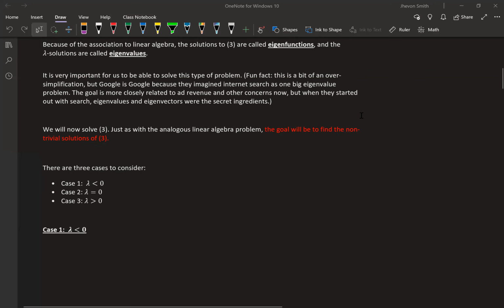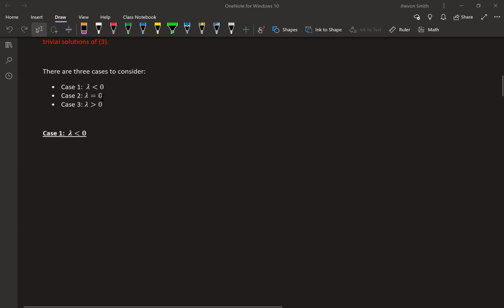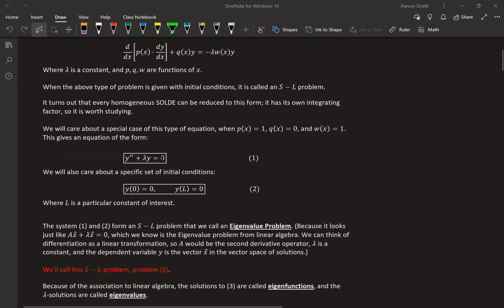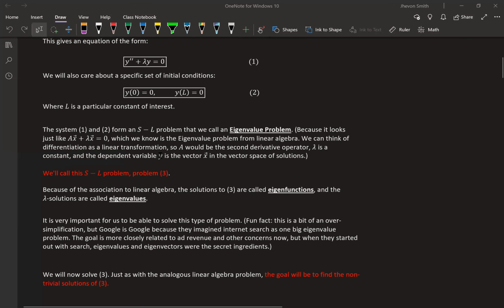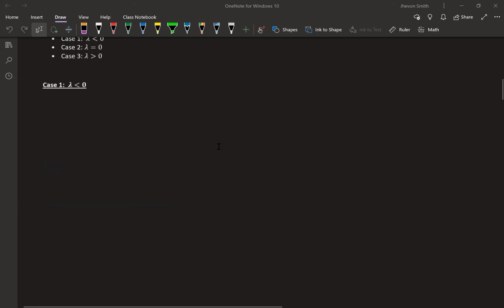So there are 3 important cases to consider. Lambda is less than 0, lambda is equal to 0, and lambda is greater than 0. You'll realize that this equation breaks into 3 different cases based on those values. So let's actually go through case 1. Lambda is less than 0. Okay, so let's imagine that our lambda is less than 0.